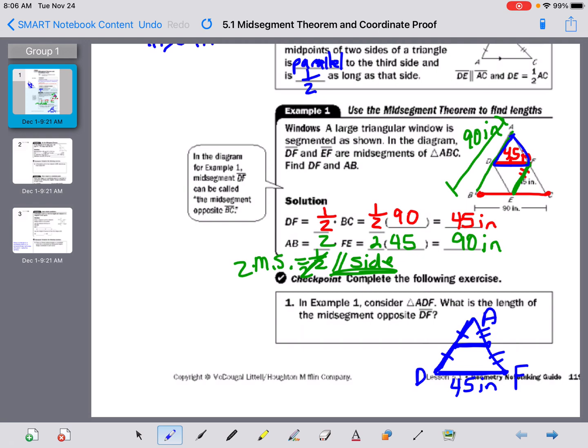Half of its parallel side. So it'd be half of 45. So we get 22.5 for that mid-segment, okay? Could we continue to make smaller and smaller mid-segments? Sure, and they'd get smaller and smaller in length, right? So mid-segments are not limited to just one. You could continue to draw, but typically we just draw the one. A mid-segment joins midpoint to midpoint, and it's exactly half of its parallel side.